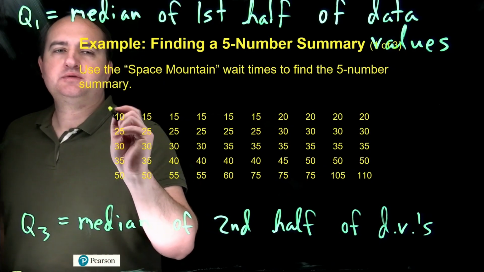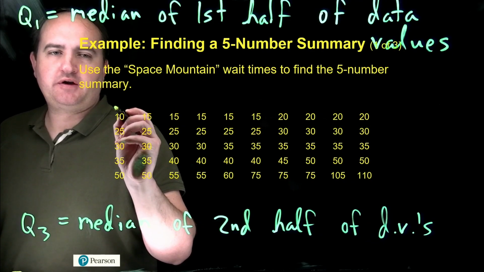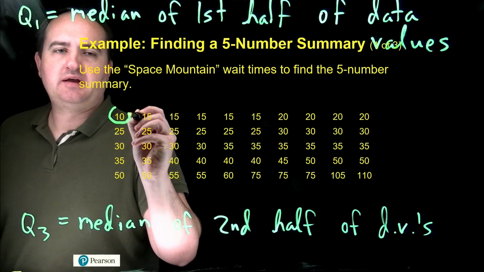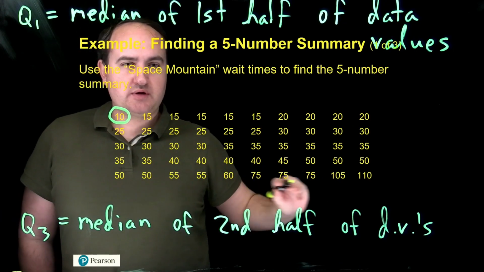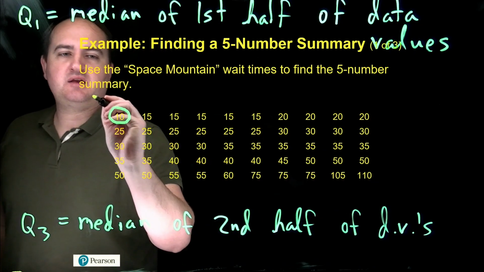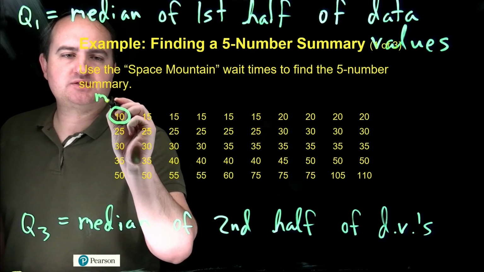So 10 is the very first data value, and these data values are already sorted in increasing order. So 10 is going to be the same as the minimum.